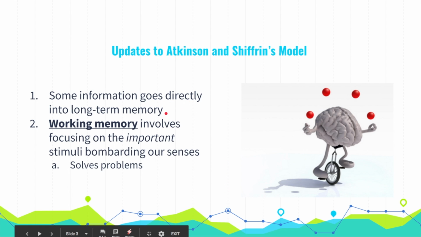The concept of working memory involves focusing on the important stimuli bombarding our senses. Our senses are constantly being overloaded, so we have a tendency to zoom into what our brains deem the most important. The important stimuli are processed alongside information retrieved from our long-term memory. Thus, working memory develops connections between old and new information and allows us to solve problems. All right, Frank, can you give me more detail on how working memory functions?